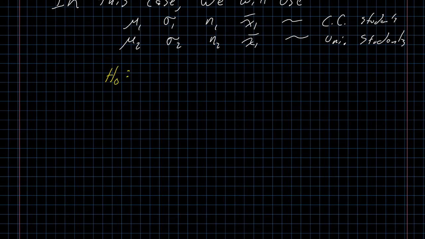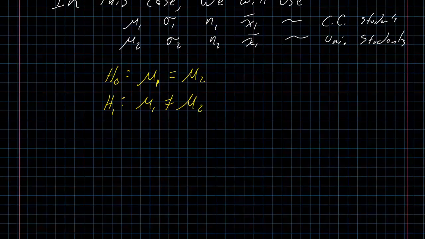So in this case, the null hypothesis is going to be that the mean age at the community college is equal to the mean age at the four-year university, and the alternative hypothesis is going to be that those means are different in those two populations.